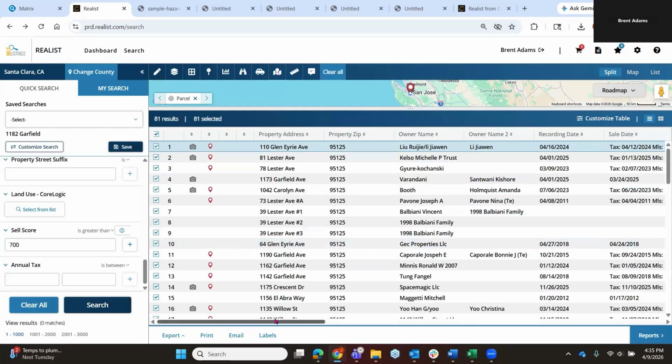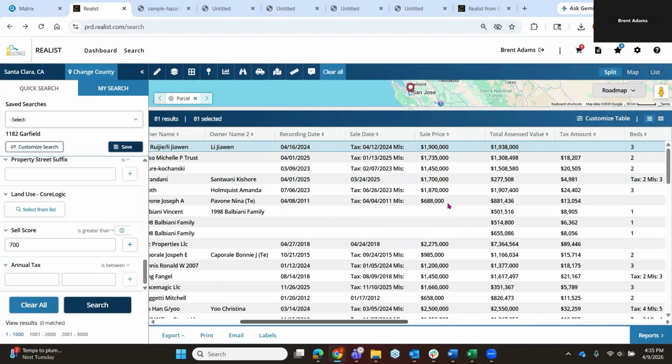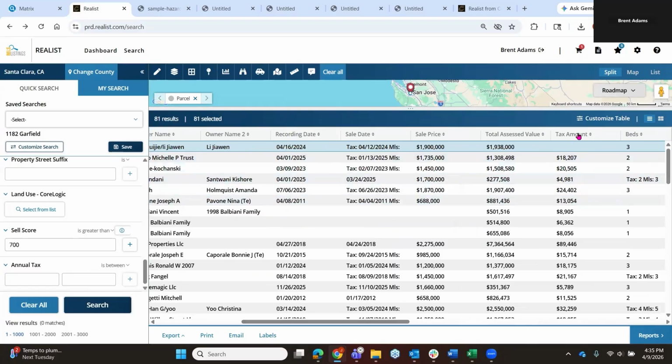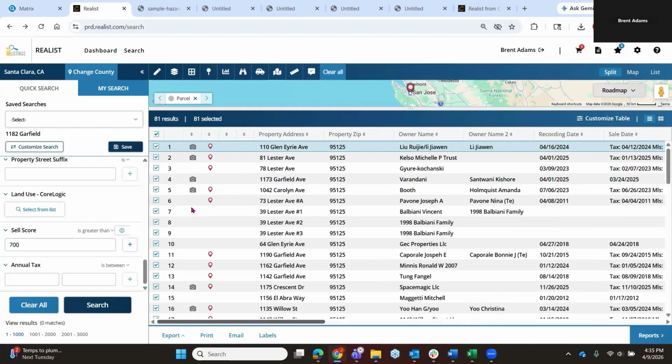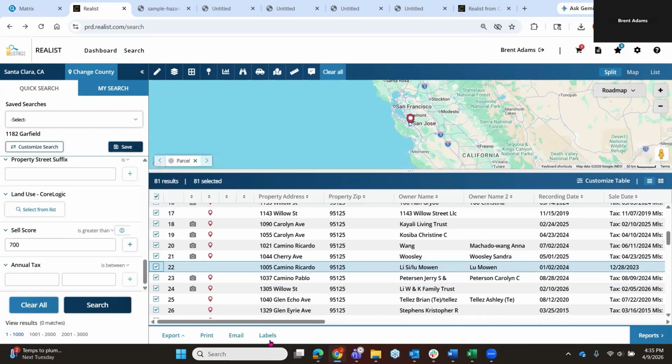This gives you the opportunity again in this grid to take a look at a little bit more data surrounding these properties. Whether it's taxes or sale dates or sale prices, you may want to sort them in a certain way that may have you decide which of these you do or do not want to include in your mailings. Simply check or uncheck the ones that you like, and then work your way down to the bottom of your grid. And I've got a little button called labels. And this is going to allow you to do your own marketing in-house if you want to.